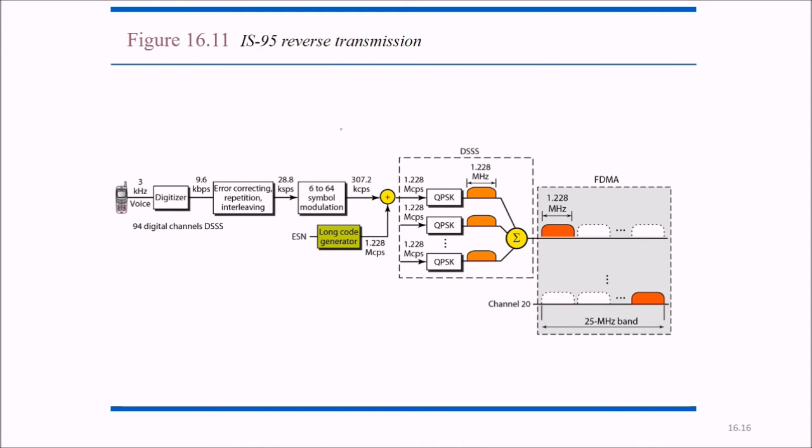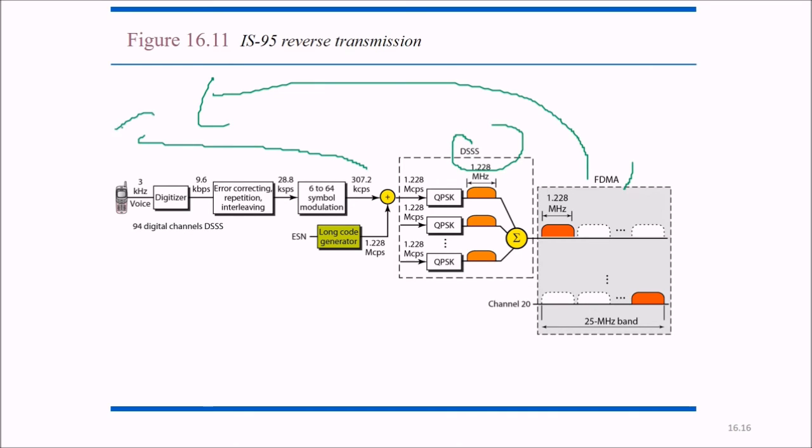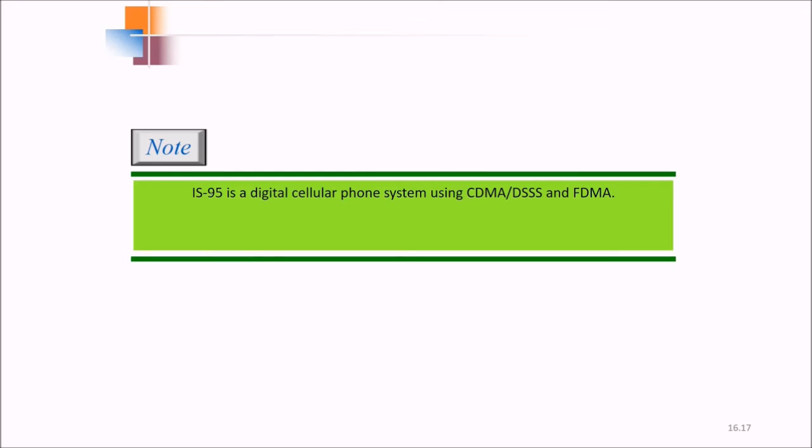And what about the reverse transmission? The reverse transmission is just the opposite of what we have just seen. So FDMA is there, then you have DSSS, and the reverse is exactly like this. This IS-95 is a digital cellular phone system using CDMA or DSSS. CDMA is code division multiple access, then you reverse it using DSSS and FDM.